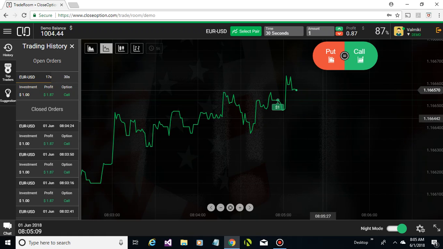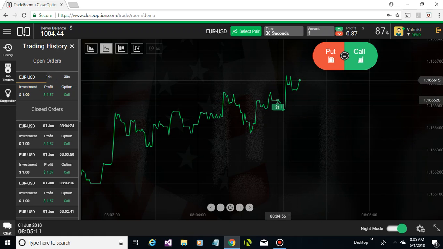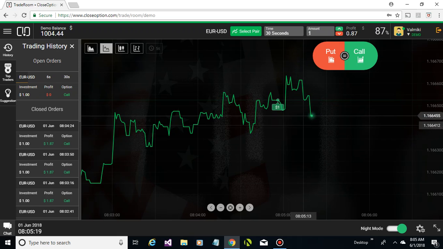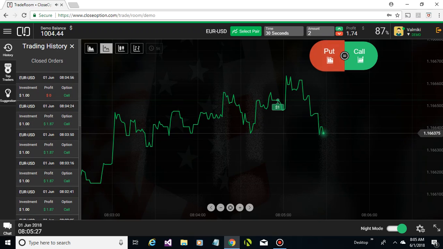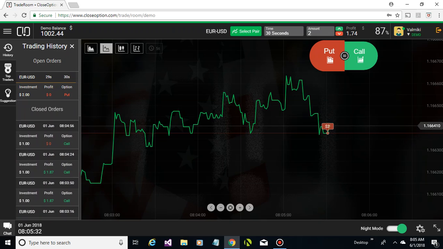Okay, we are way above this line right here. It's a good margin. Now we are breaking even. Now we're going up a little bit. Now we're going down. So from winning money, we're actually losing money. Right now it looks like we're going to be losing money, so I'm going to go ahead and place $2 on the put, because we lost on the call at $1.